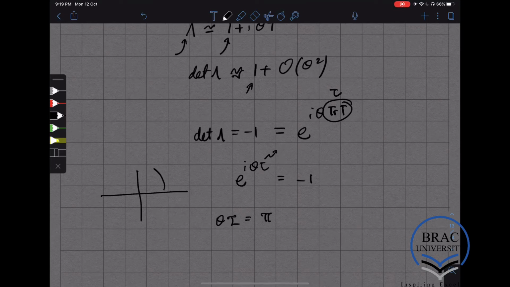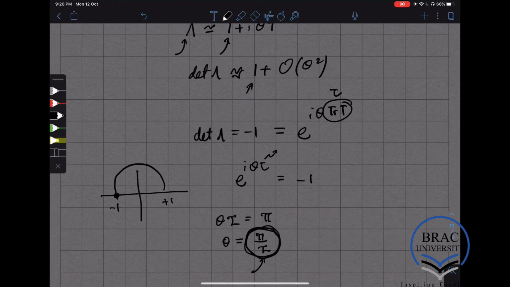Because in complex numbers, this is what happens. This is where -1 is, and this is where +1 is. So in other words, theta has to be equal to pi by tau. Now, of course, we can see from this that T cannot be a traceless matrix, because if it were a traceless matrix, then tau would be 0. So this thing is some particular number.